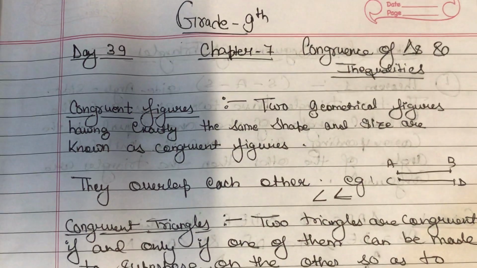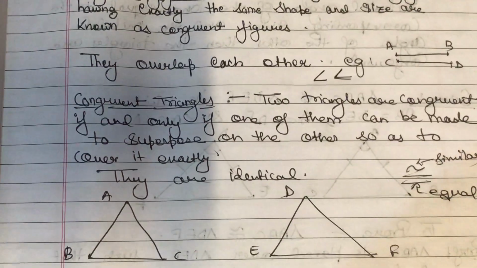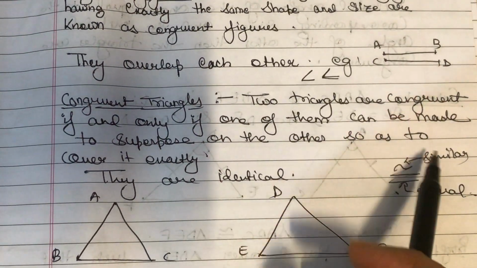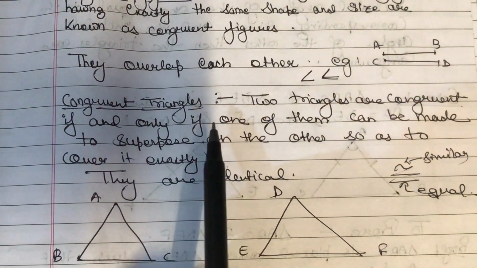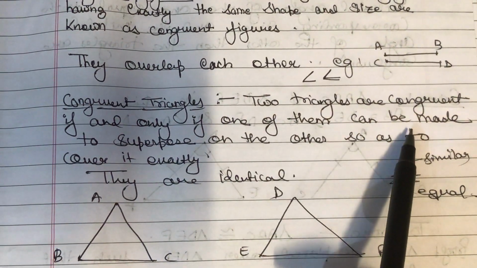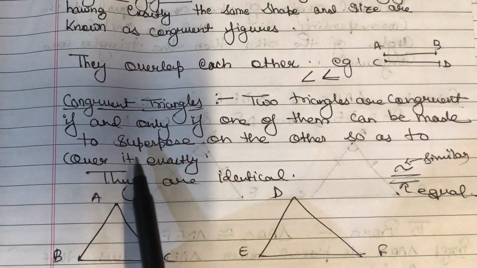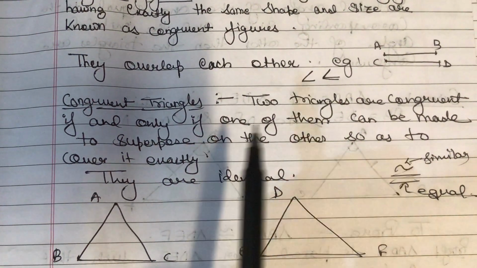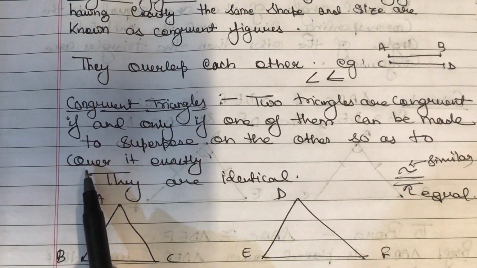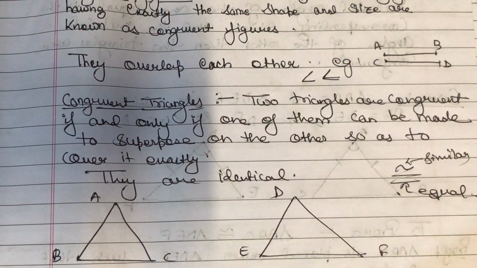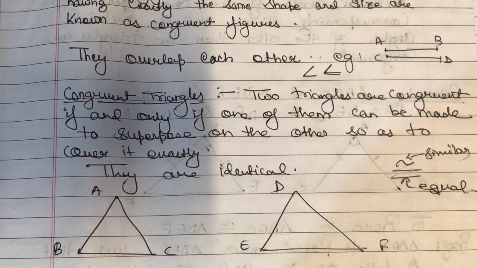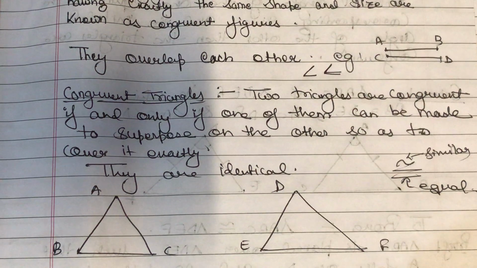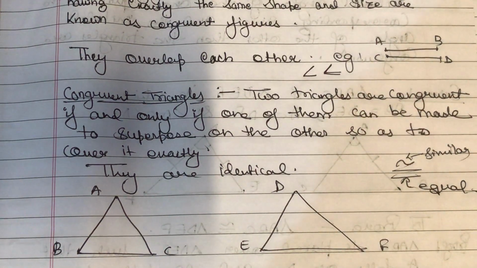Now let's talk about congruent triangles. Two triangles are congruent if and only if one of them can be made to superpose on the other so as to cover it exactly. That means the two are identical and they overlap each other. Also remember that if two figures are congruent, they are equal in area.